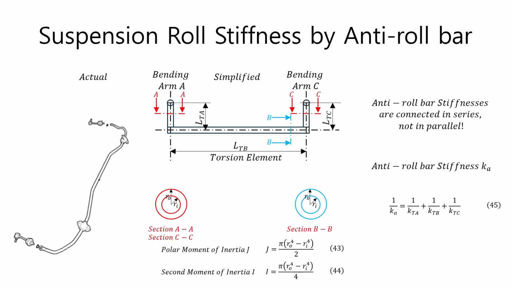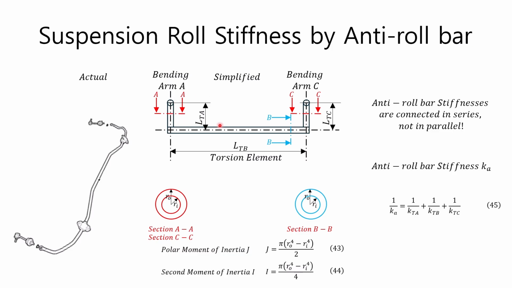This time, we will learn about the stiffness of the anti-roll bar. The figure on the left is an anti-roll bar of an actual vehicle. Here, for the convenience of explanation, we will use a simple model of the anti-roll bar. We will explain the front anti-roll bar as a representative.